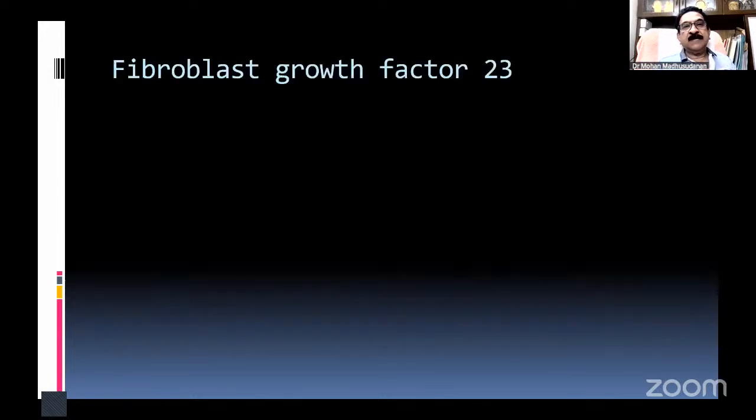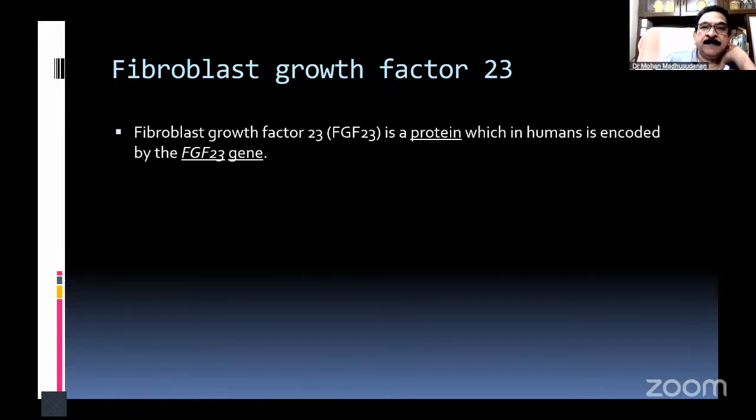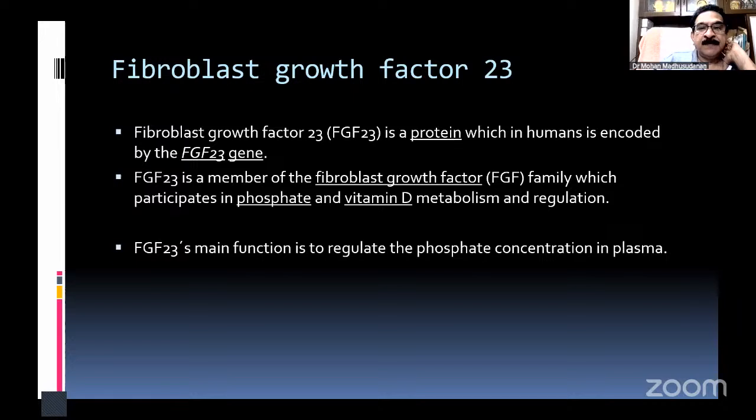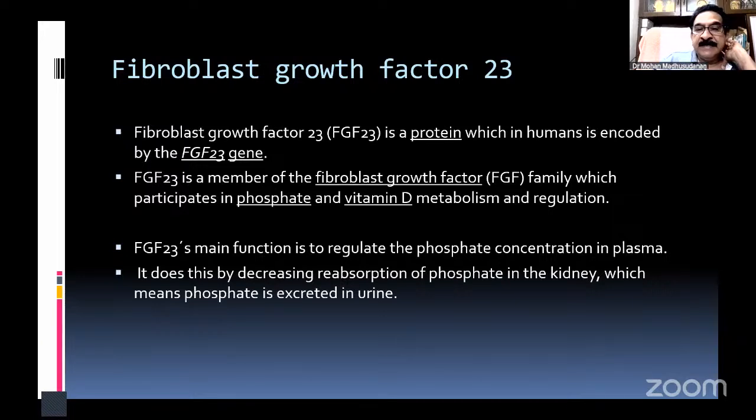So, two sentences about fibroblast growth factor 23. It's a protein which in humans is encoded by the gene. It is a member of the fibroblast growth factor family, which participates in phosphate and vitamin D metabolism and regulation. Its main function is to regulate phosphate concentration in the plasma. It does this by decreasing the reabsorption of phosphate in the kidney, which means phosphate is increased in the excreta, in the urine.